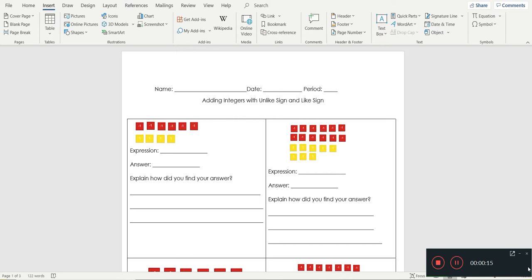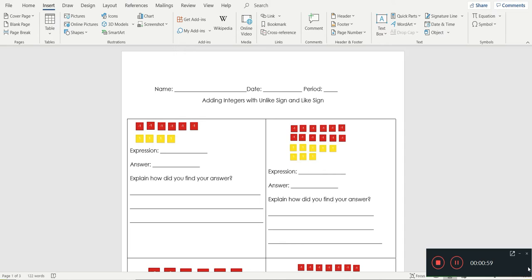So make sure that you downloaded these worksheets before watching this video, because you're going to learn all about adding integers with unlike sign and like sign, and I definitely showed visuals in this because my kids have a hard time visualizing adding integers. So on this first page, as you can see, we are adding integers with unlike sign. Unlike sign means they're different signs. The red one shows that it's negative and the yellow one shows that they are positive.